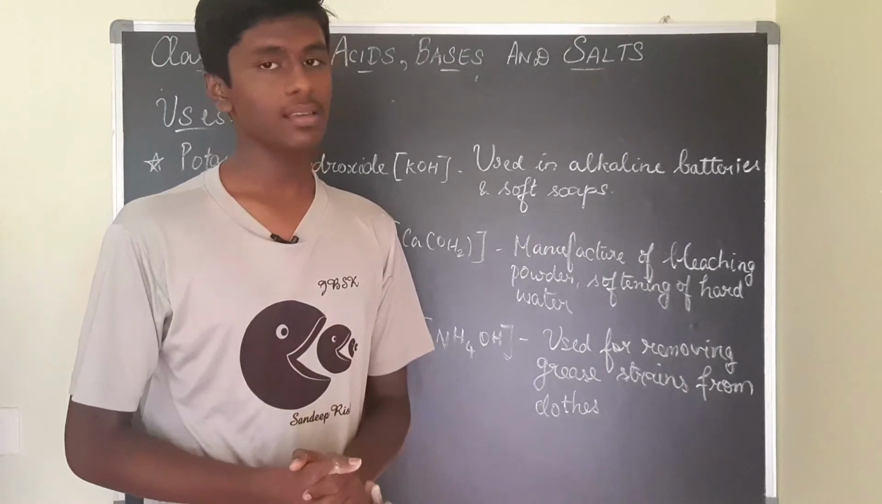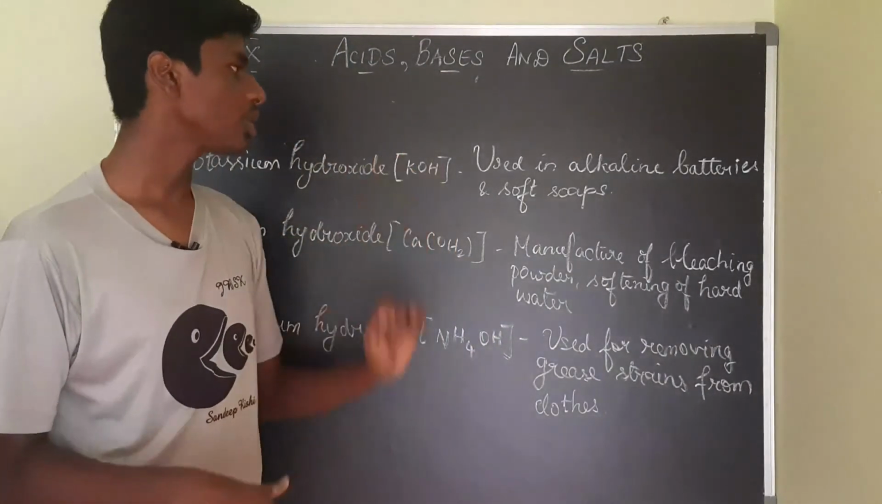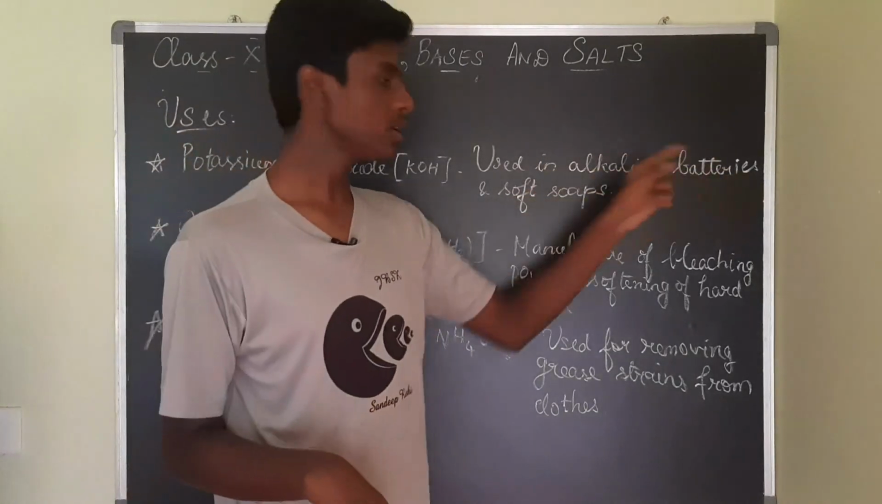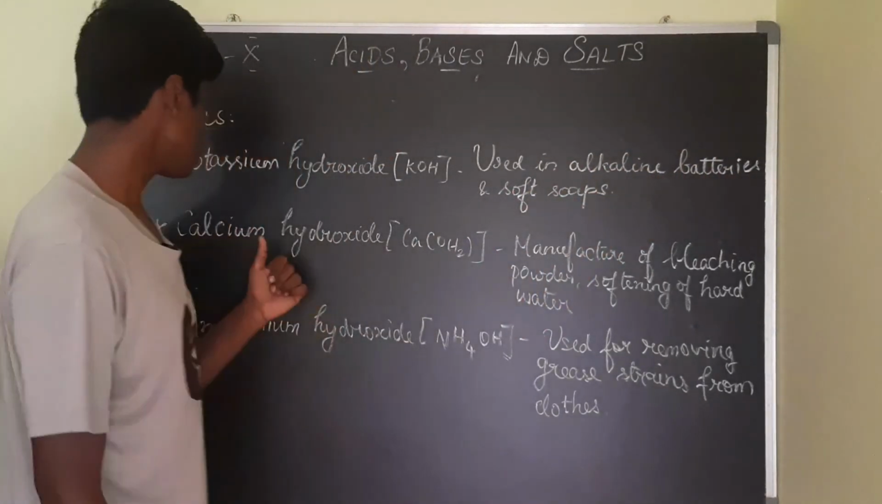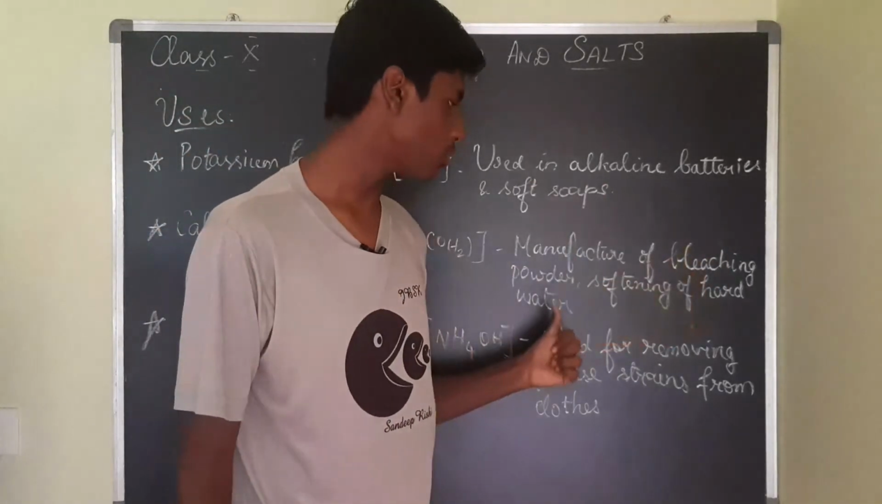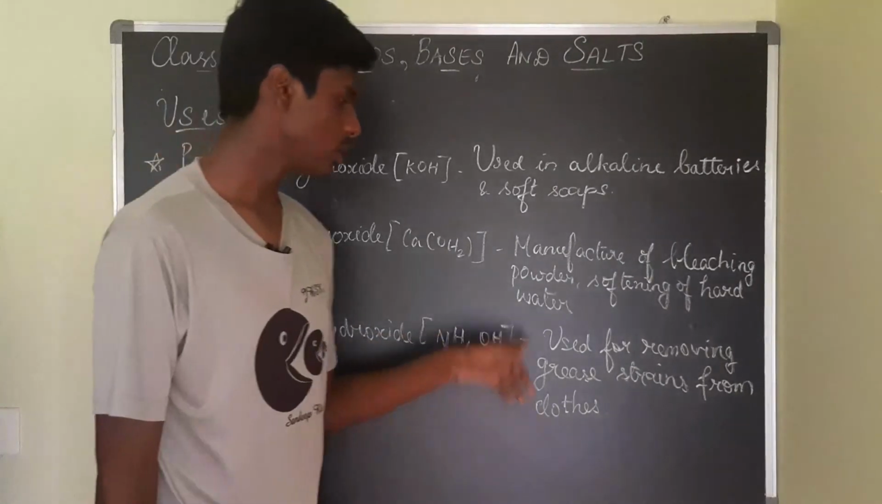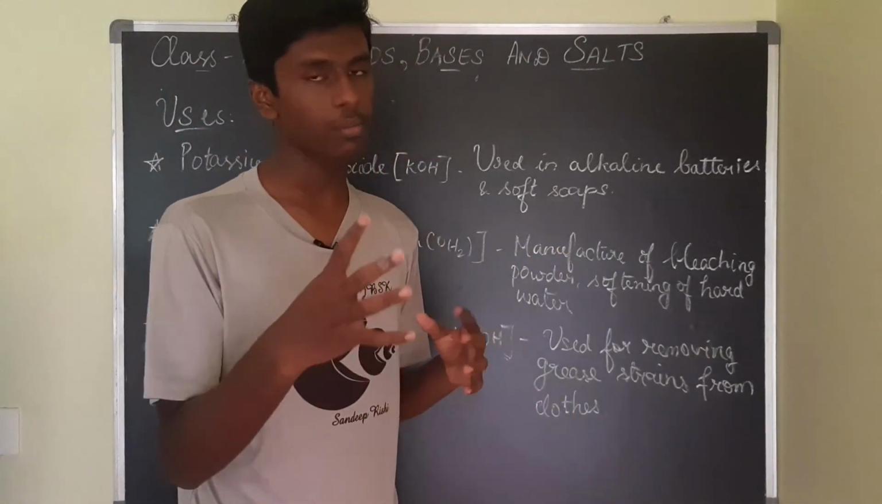Now let's see some uses of bases. First is potassium hydroxide, KOH. It is used in alkaline batteries and soft soaps. Next is calcium hydroxide, Ca(OH)2, used in manufacturing of bleaching powder and softening of hard water. Then ammonium hydroxide, NH4OH, is used for removing grease stains from your clothes.